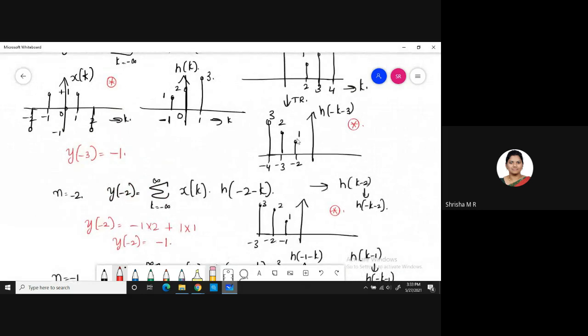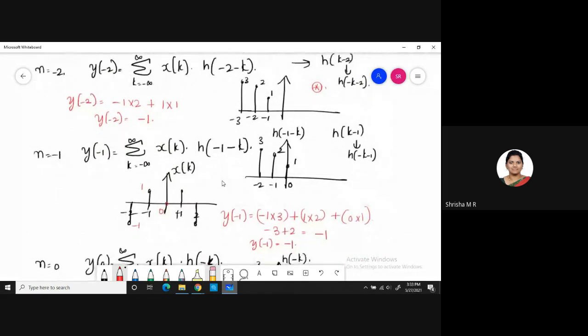So shift this one step right. Okay, h of -2 minus k. So what is the overlapping space? It is at -2 and -1. So at -2 here you have -1 and here you have 2. So -1 into 2 plus at -1 you have 1 into 1. Okay, so y of -2 is -1.